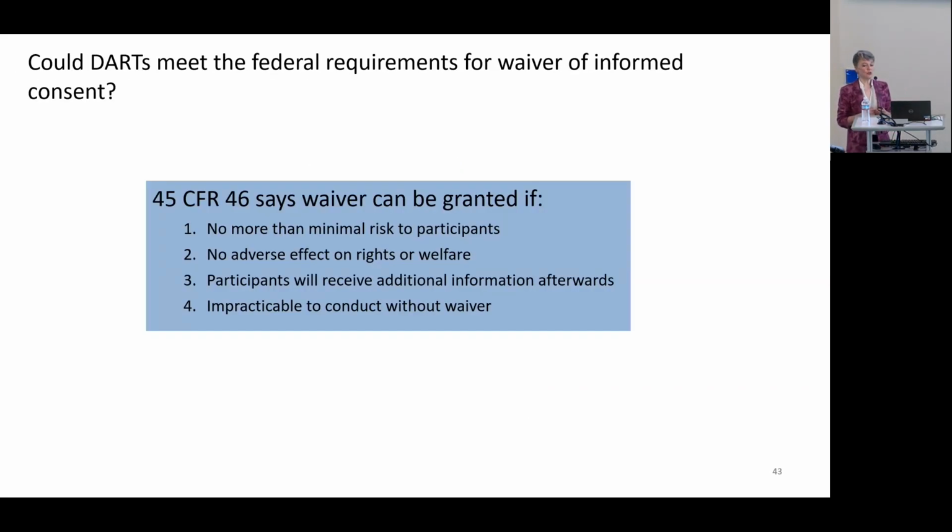So the first criteria, of course, is the federal regulations on waiver of informed consent. We need to demonstrate that it's no more than minimal risk. These are therapies already in common use, that there's no adverse effect on the rights of probably either the patient or the doctor, if you think about it, that we will inform people either afterwards or beforehand, and that it would not be practicable to conduct this without the waiver.